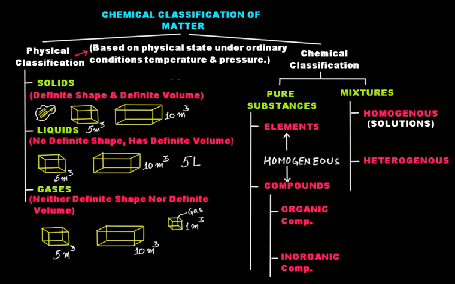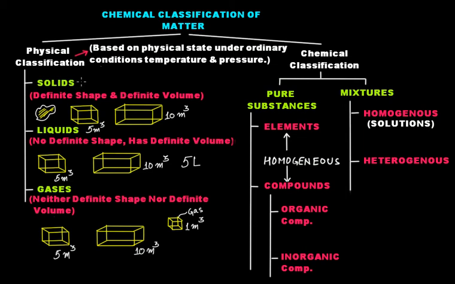Like another example, an iron rod: if you heat it to a very high temperature, that iron rod melts. That iron goes into the liquid state. So we are not talking about extreme conditions of temperature and pressure, but ordinary conditions, like room temperature. So when we classify matter or materials physically, it's classified as solids, liquids, or gases. And how?